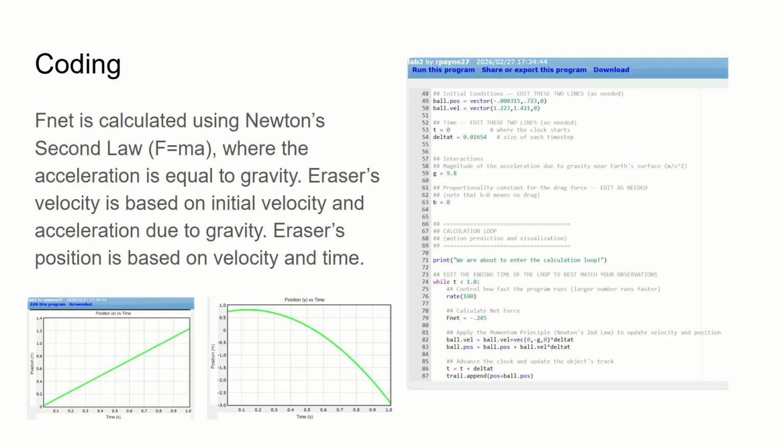So this is the code in GlowScript. Newton's second law was used to determine the force due to gravity felt by the object, the dry eraser. The velocity update equation was used to determine the velocity at any point in time. And then the position update equation was used to determine the position at any point in time.